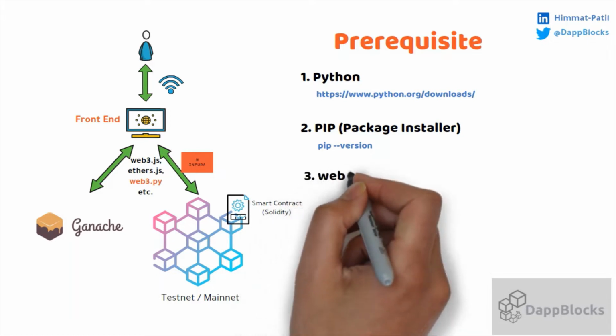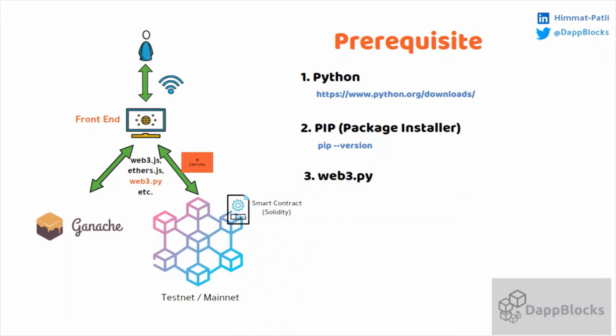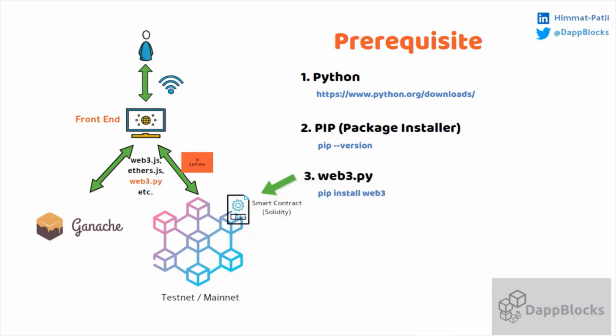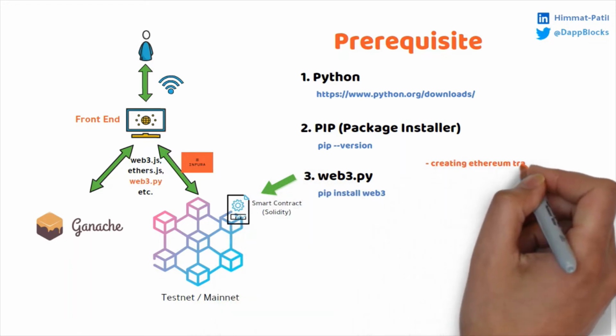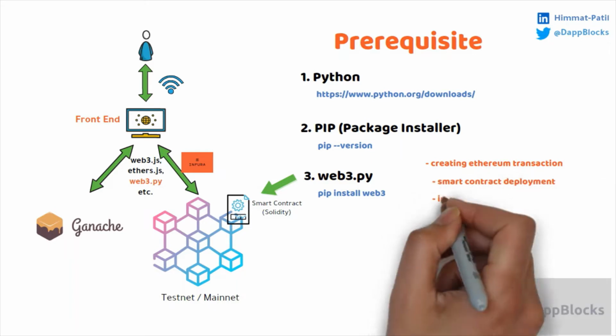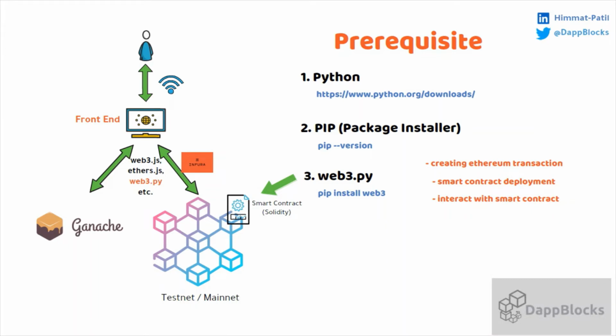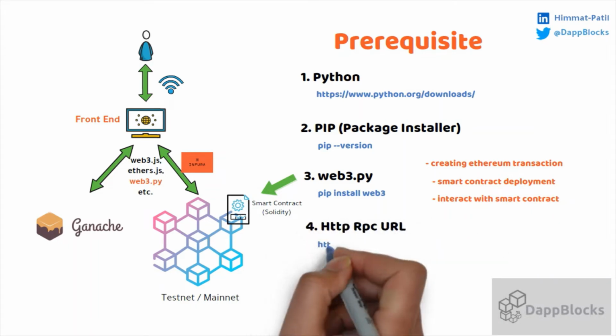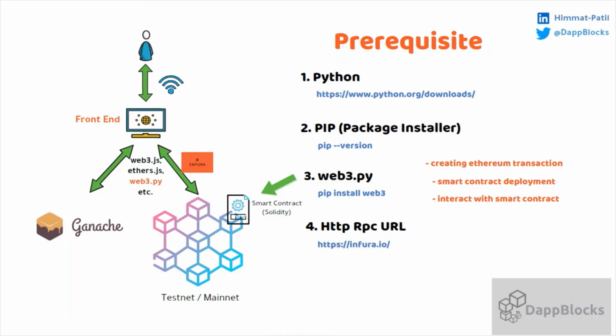Third, web3.py. Use the command pip install web3 to install the web3.py library. web3.py is a Python library used to interact with the Ethereum blockchain, which includes creating Ethereum transactions, smart contract deployment, and interacting with the smart contract by reading and writing data, etc. Fourth, HTTP RPC URL. Sign up to Infura.io, create a project and get the HTTP RPC URL by selecting the testnet or mainnet endpoint. The RPC URL is used to connect to the blockchain.